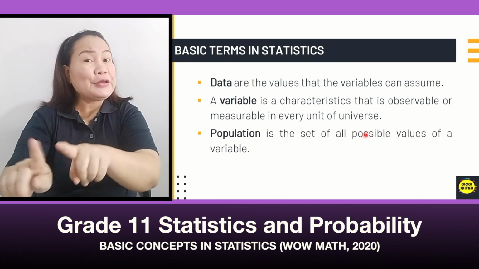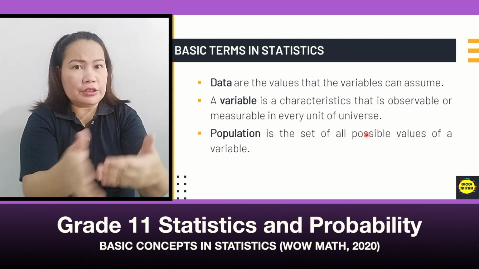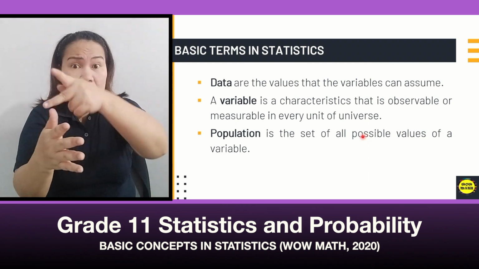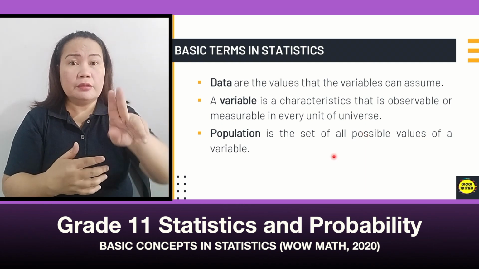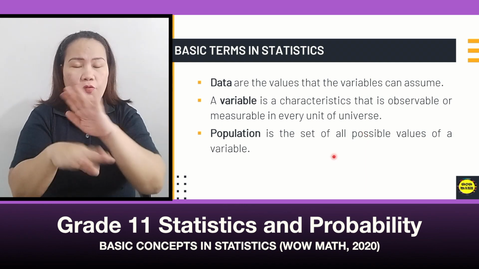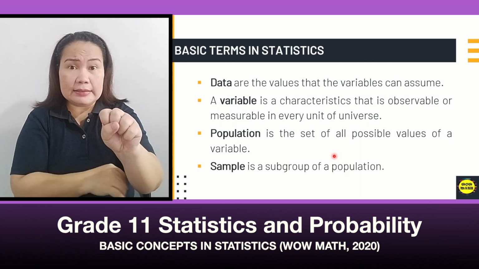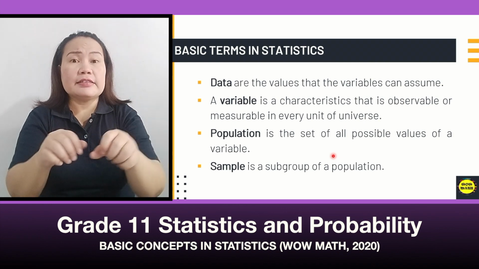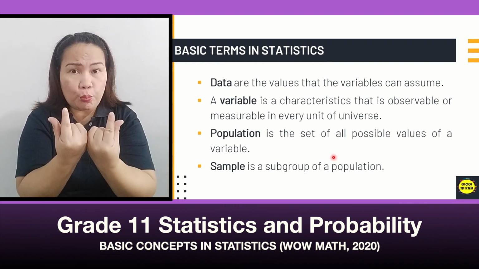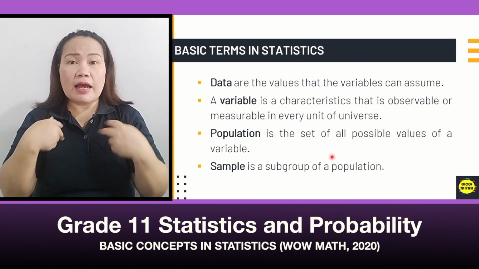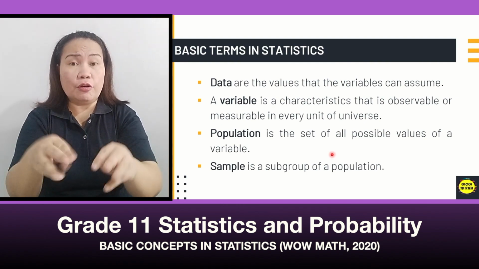Next, a population is the set of all possible values of variable. So when you say population, that is a set of all possible values of variable. And sample, this is a subgroup or the subset of a population. So we have different methods in identifying our samples.